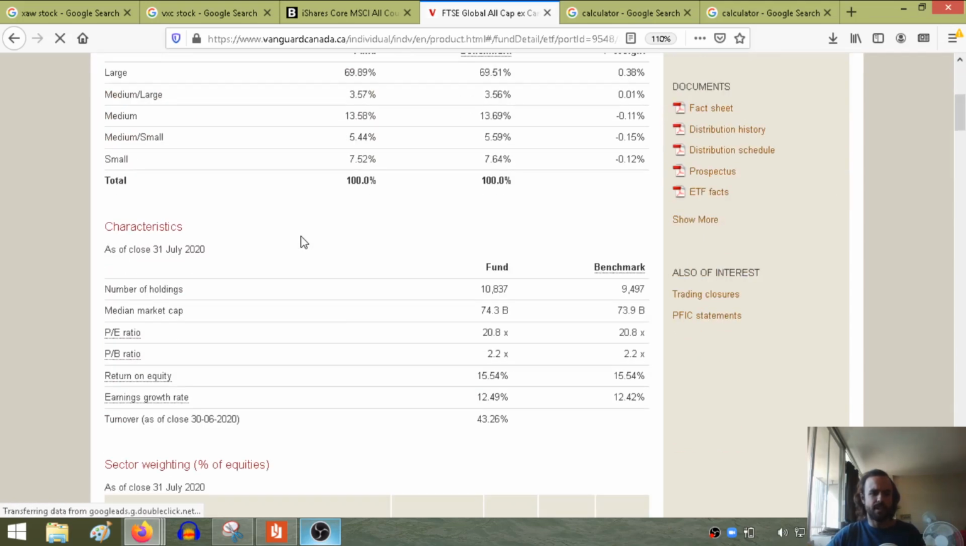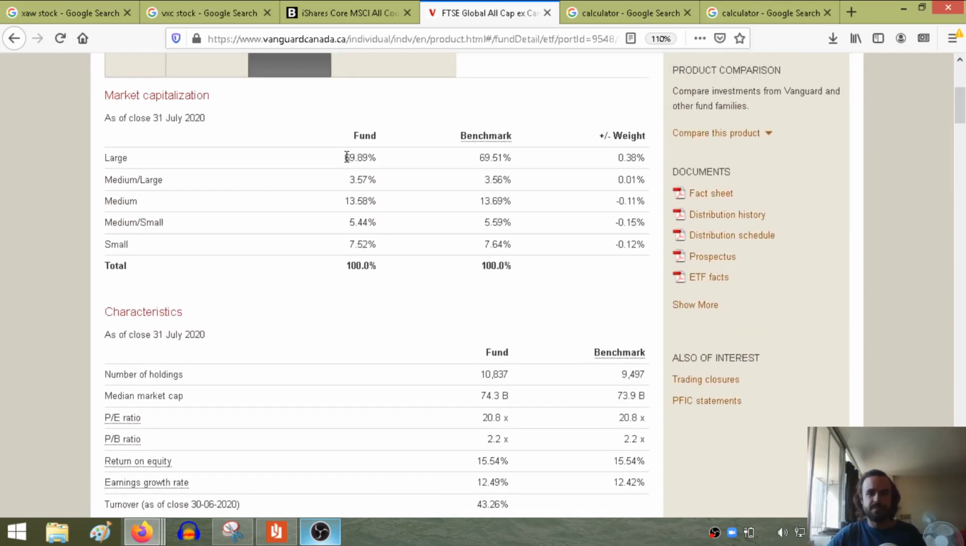The portfolio data, I did just want to cover that 69% of the fund is large cap companies. So these are companies that are bigger, they're more reliable, they're going to be around for a long time, but they don't grow as quickly as, say, medium or small cap. So this one does have a nice diversification throughout all of that.